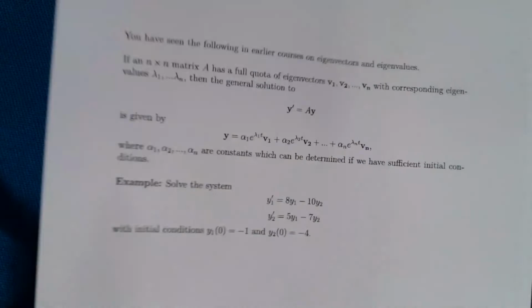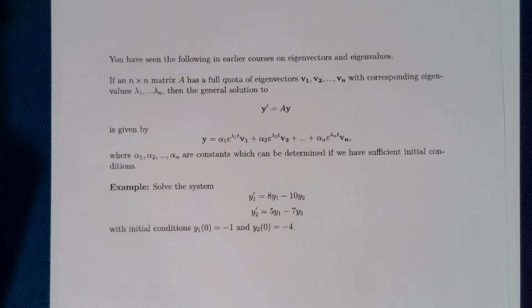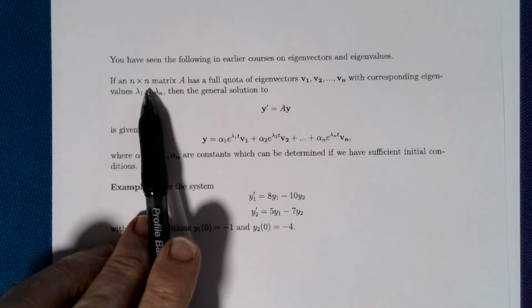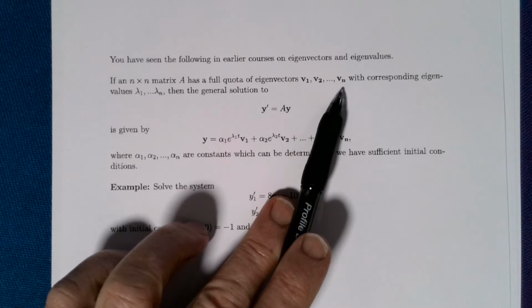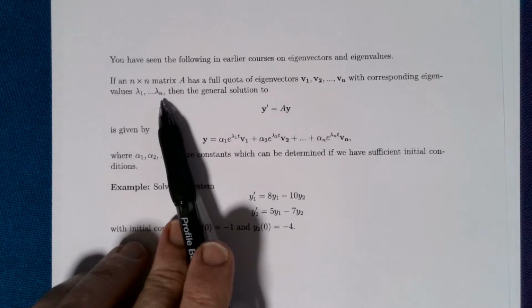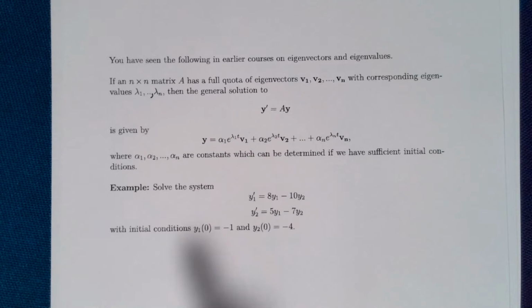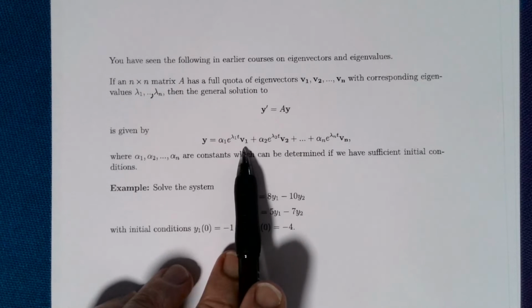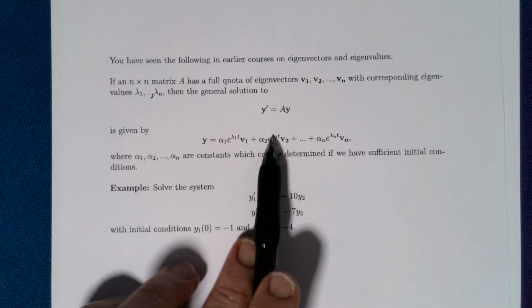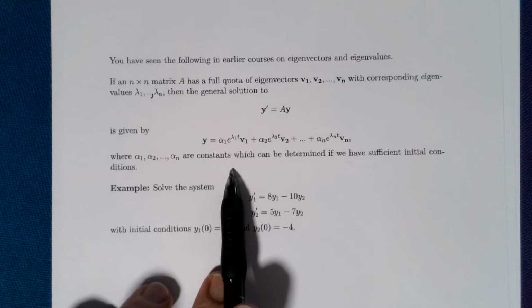Now, you may say to yourself, well, yes, I did things like this back in earlier courses on eigenvectors and eigenvalues, and it's one of the applications of eigenvectors and eigenvalues, and indeed you would have been correctly told then, if you've got an n by n matrix A which has a full quota of eigenvectors, v1 up to vn, so you've got n linearly independent eigenvectors for this matrix with corresponding eigenvalues lambda 1 to lambda n, then the general solution to y dashed is Ay was simply given by y as a linear combination of e to the lambda 1 t times the first eigenvector, plus e to the lambda 2 t times the second eigenvector, plus and so on, where these alpha 1 up to alpha n are constants which can be determined if we have sufficient initial conditions.